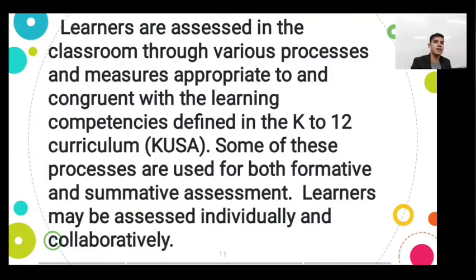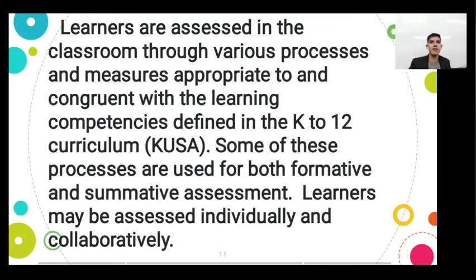And here is that you can assess the students through various processes and measures appropriate to and congruent with the learning competencies defined by the K-12 curriculum, the CUSA, or the knowledge, understanding, skills, and attitude. Some of the processes are used for both formative and summative assessment, and learners can be assessed individually and collaboratively.